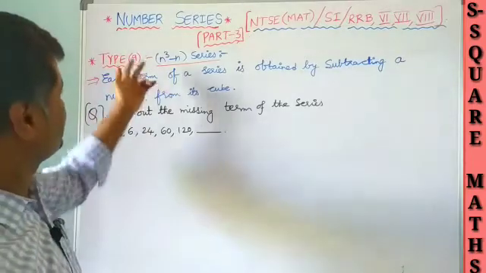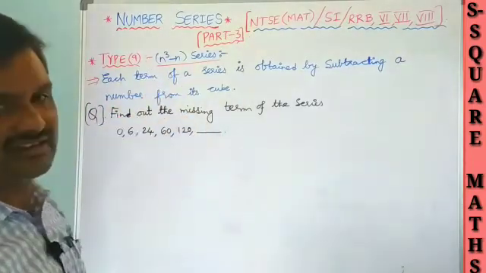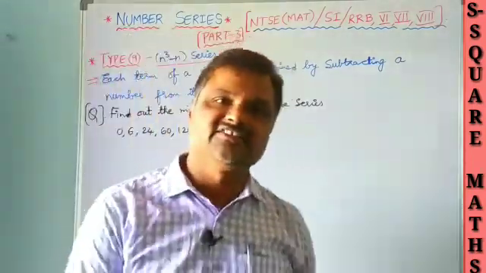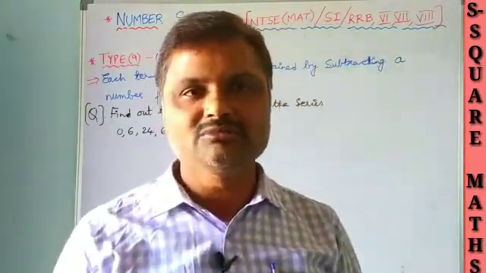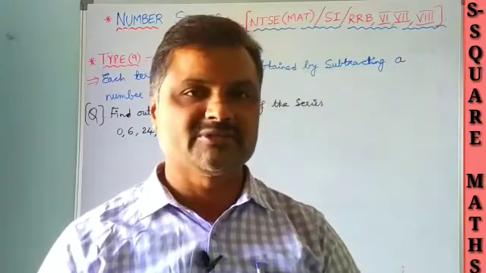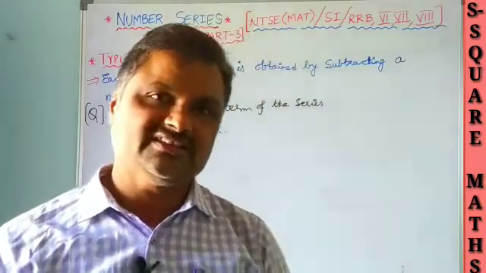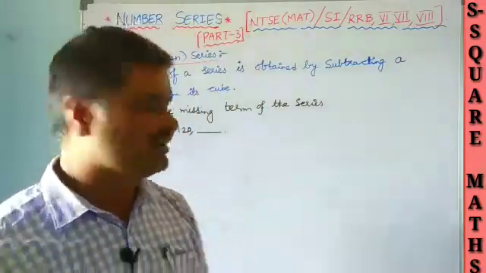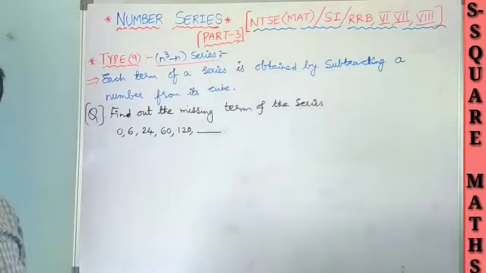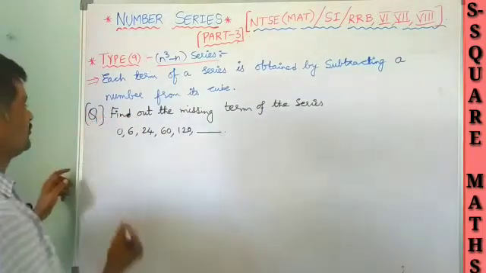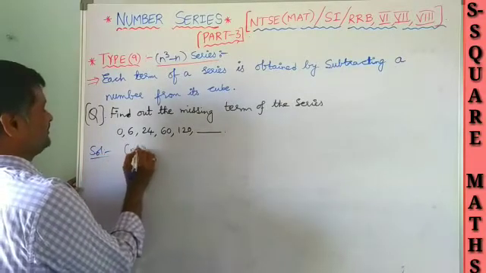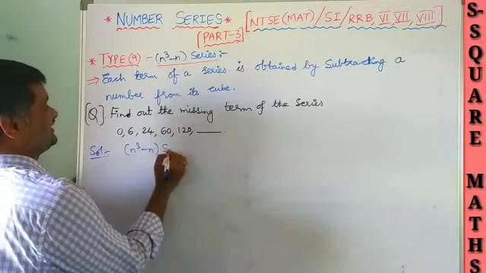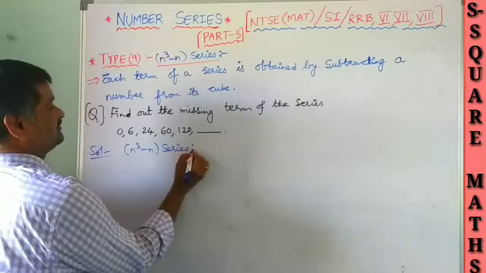Since it is n cube minus n, we have to start. But before starting, check whether it applies for n square or n cube or n square plus 1 or n square minus 1 or n square plus n, n cube plus n, etc. So after checking various types, let us check here n cube minus n. So solution: what is our type? N cube minus n series is our type.